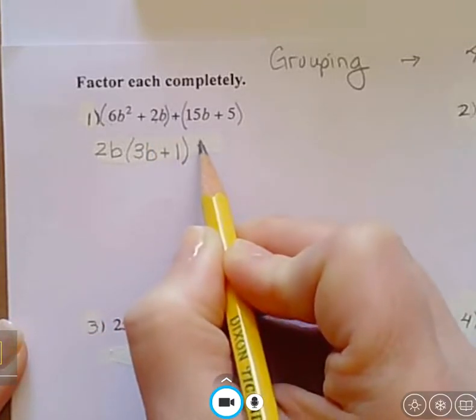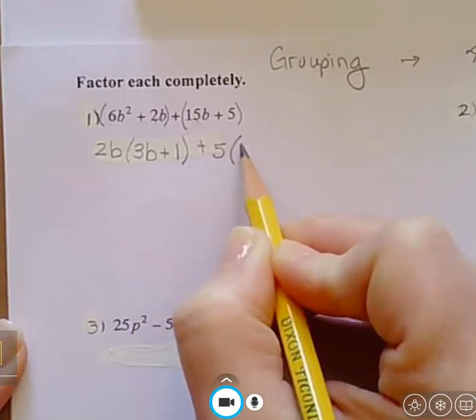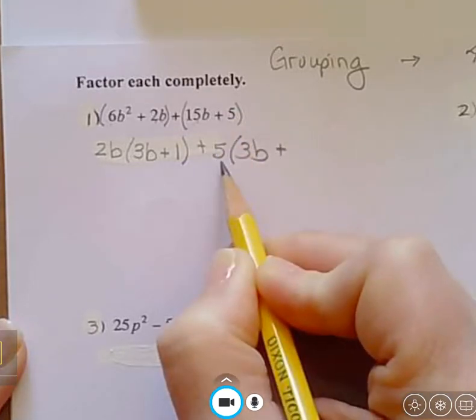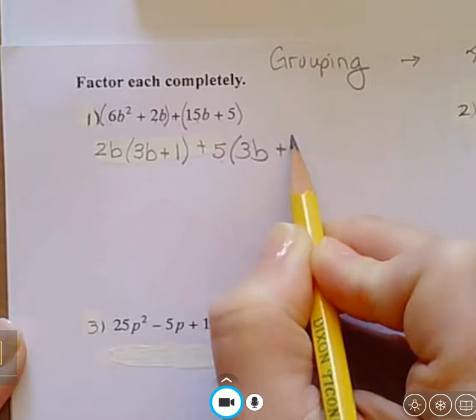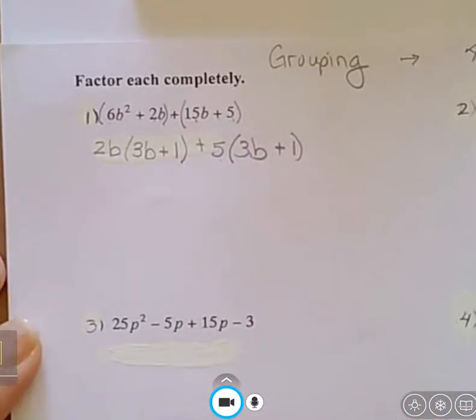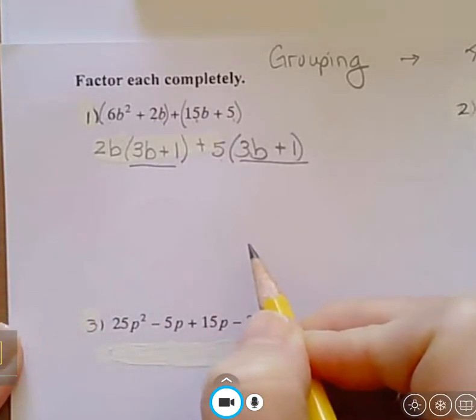I'm going to bring down this plus. Something common here is 5. Pull out the 5, and that's 3b. Bring down my plus. Factor out the entire term, so I need that 1 as a placeholder so I can get back to my original. As I do this, maybe some of you already noticed, we have the same thing in parentheses.